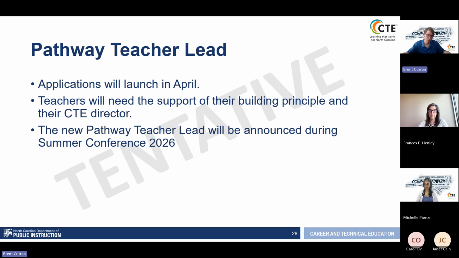We're also going to have a pathway teacher lead for robotics in general. This will support the middle grades and then the 2 high school courses. We're going to launch those applications sometime in April. The teachers will need the support of their building principal and their CTE director.